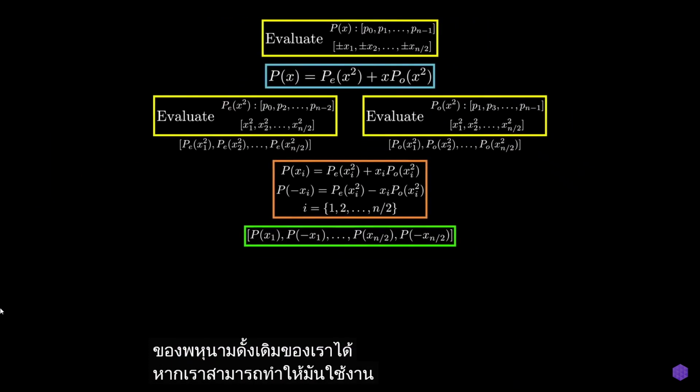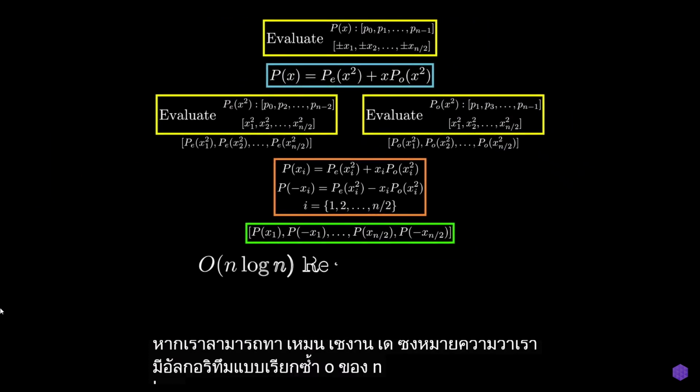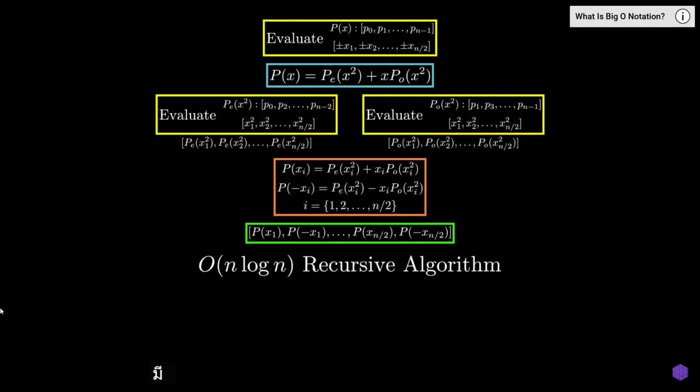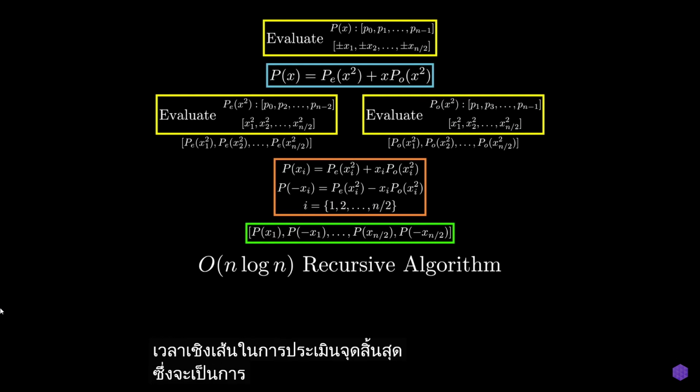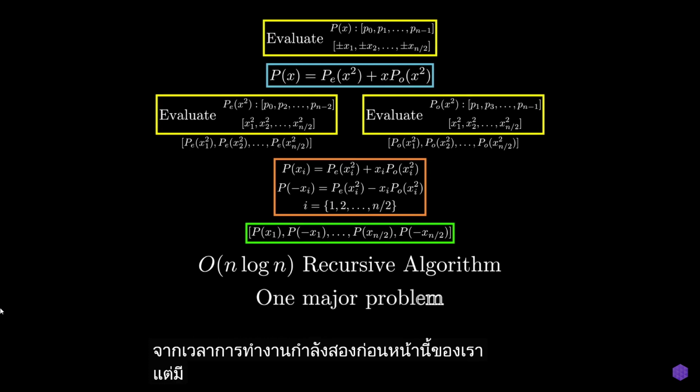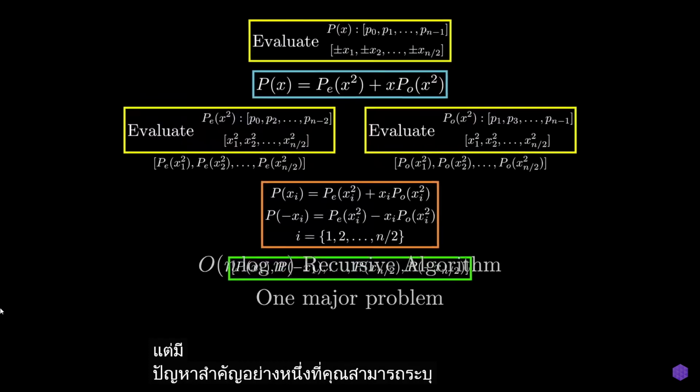If we can get this to work, this means we have an O of n log n recursive algorithm, since the 2 recursive subproblems have half the size of the original problem and take linear time to evaluate the endpoints. This would be a huge improvement from our earlier quadratic running time, but there is one major problem. Can you spot the issue?